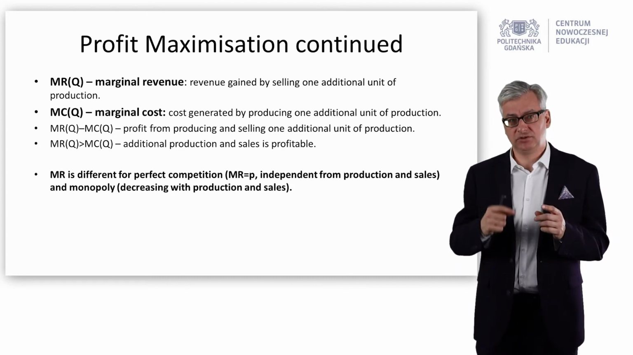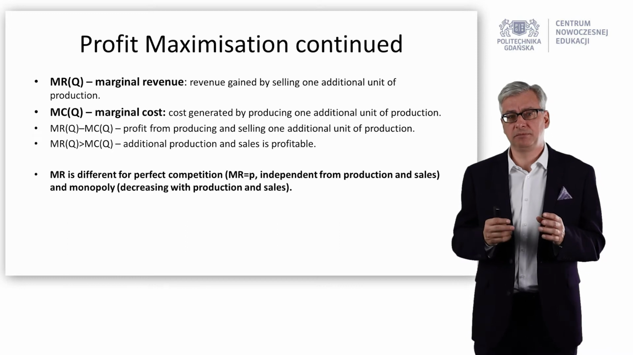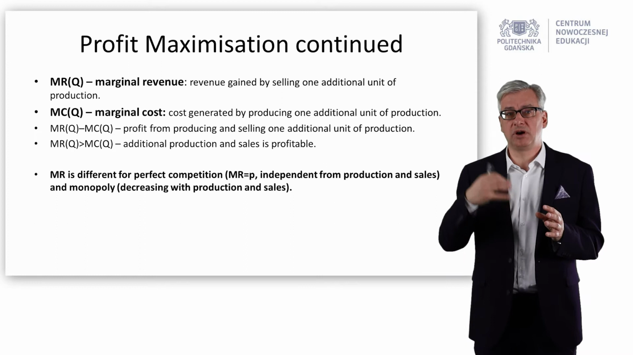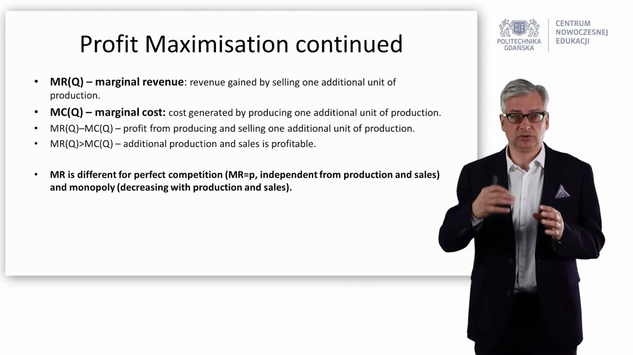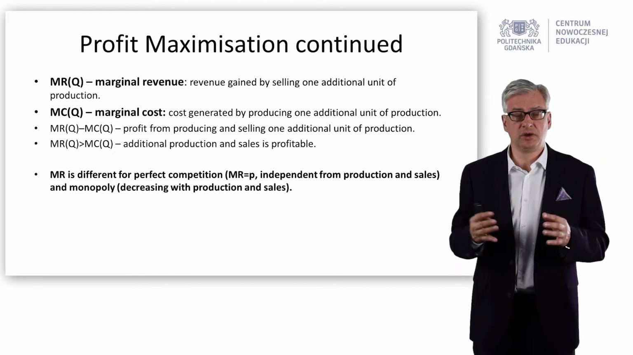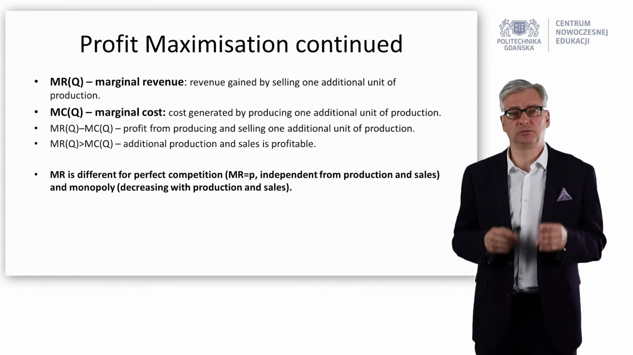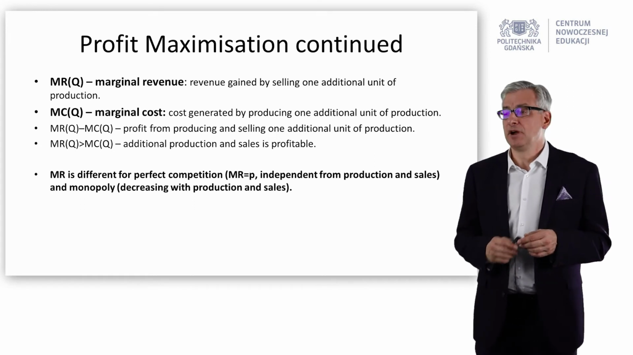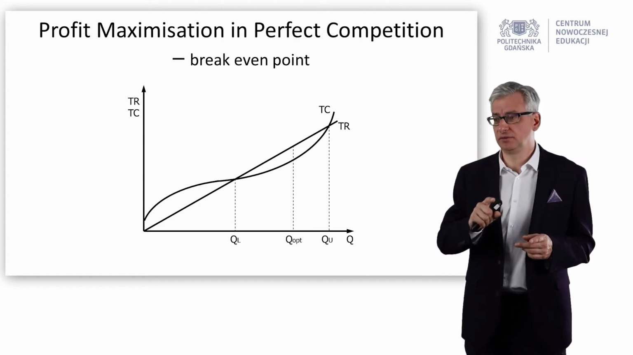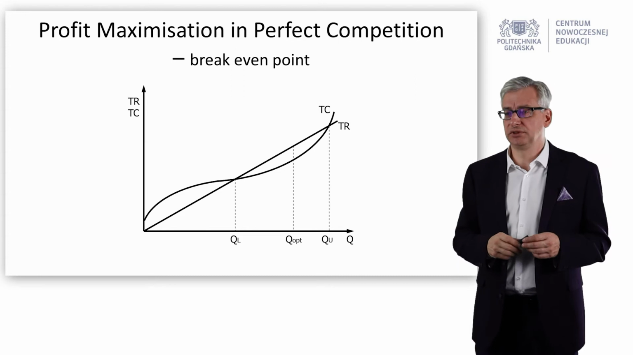So you manage your business on a perfect competition market simply by adjusting your production, so that marginal cost is equal to the price that currently is present in the market. That's how you manage your business on a perfect competition market if you want to maximize the profit. Okay, let's have a look at the profit and how it may be maximized. You can see profit maximization in perfect competition here.